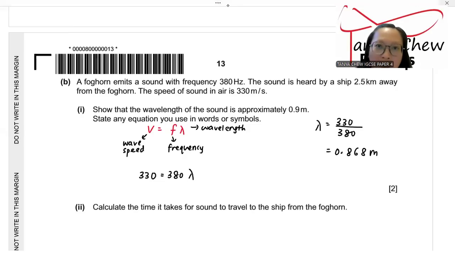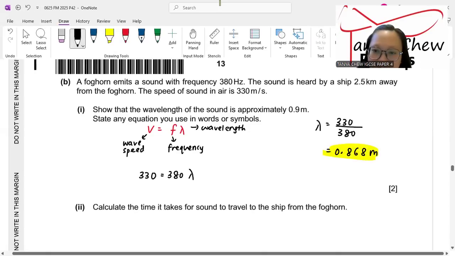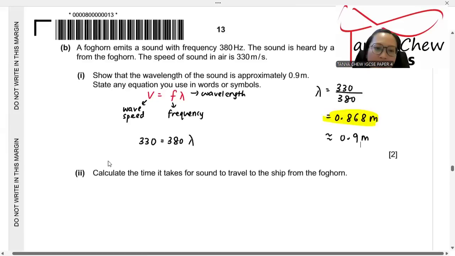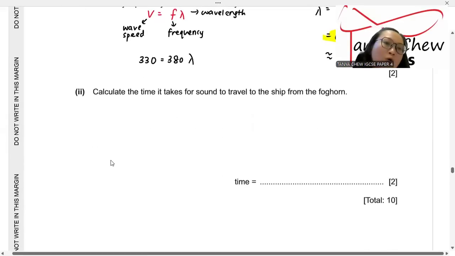0.868 meter. And before you round it off, you have to show this because 1 mark will be given to that. So then only you round it off to 0.9 meter. That's it. Second part, calculate the time it takes for sound to travel to the ship from the foghorn.